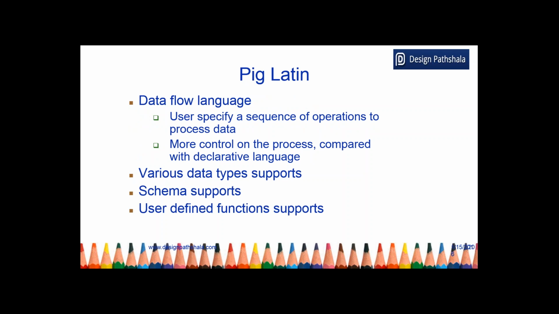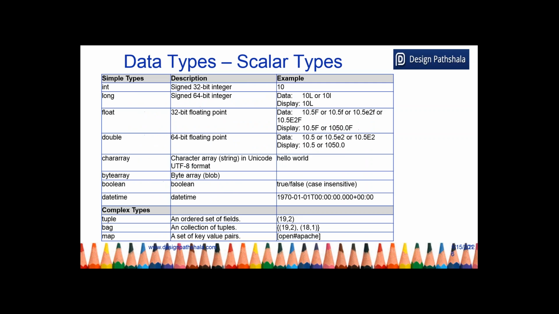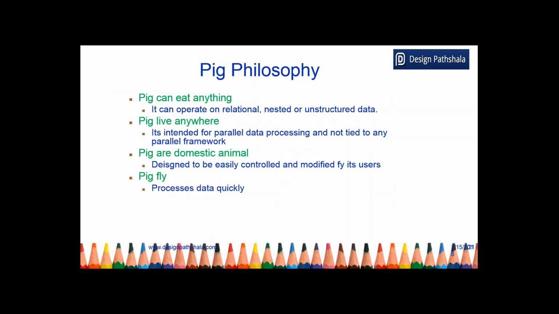So a schema is optional, as I told you previously also. That's a pretty powerful thing, and gives you more control over the data, and supports various data types. I'll show you the data types on the next slide. Then it also supports user-defined functions, that is UDF, which I showed you in the Hive part. So similarly here also we can create UDFs. So here are the data types. Before that, let's look at one more thing.